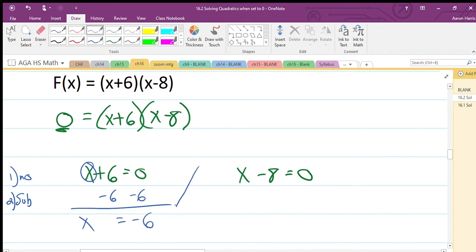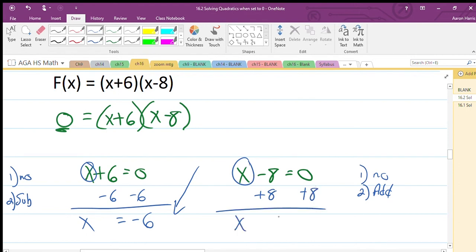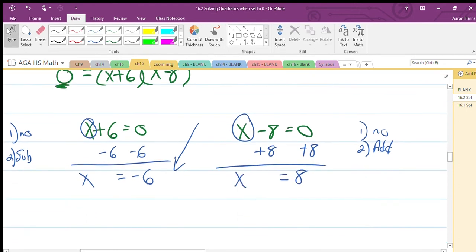This is one solution. Now, solve for x over here. Simplify, combine like terms, nothing to do. Step 2, I am going to add. So if I add 8, I get what? X equals 8. This is my second solution. Okay? So when they say find the zeros, you're able to say that it is -6 and +8. Those two are your solutions.